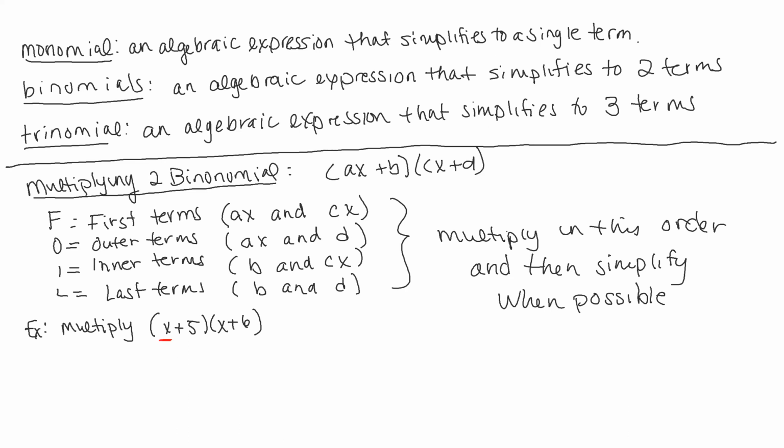I'm going to distribute it through the second set of parentheses. So I would multiply x times x, which is x squared, and then I would multiply x times 6, which is 6x. I'm done with the x in the first binomial. I'm going to go and pick up the 5 in the first binomial. And then I'm going to distribute the 5 through the second set of parentheses. So I would get 5 times x is 5x, and 5 times 6 is 30.